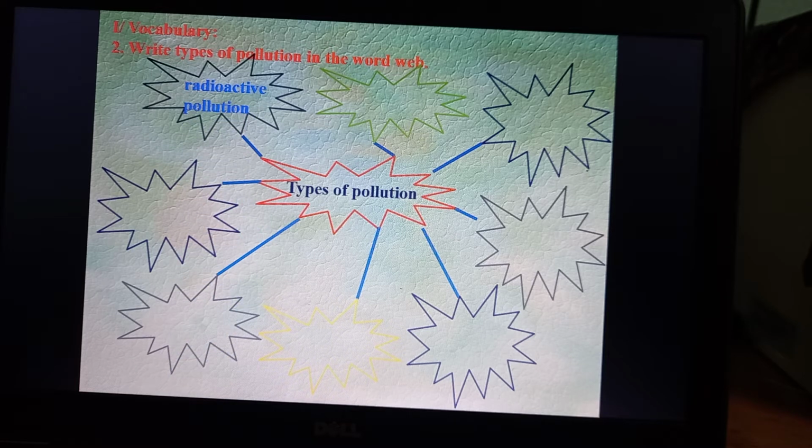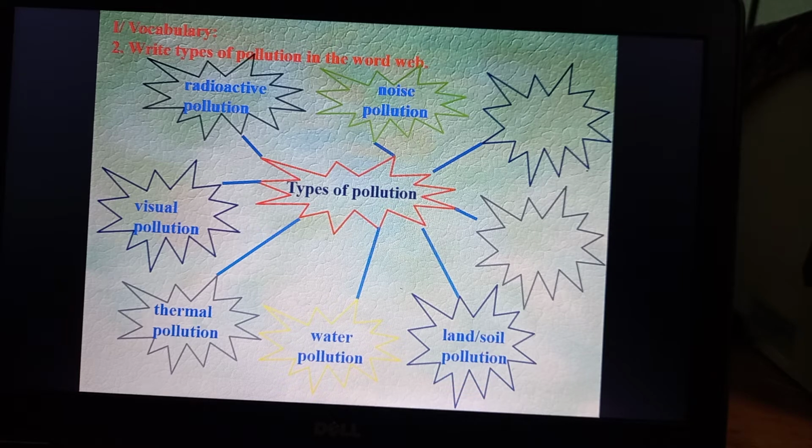Radioactive pollution, noise pollution, visual pollution, thermal pollution, water pollution, land or soil pollution, light pollution, and the last one, air pollution. There are 8 types of pollution you've learned.